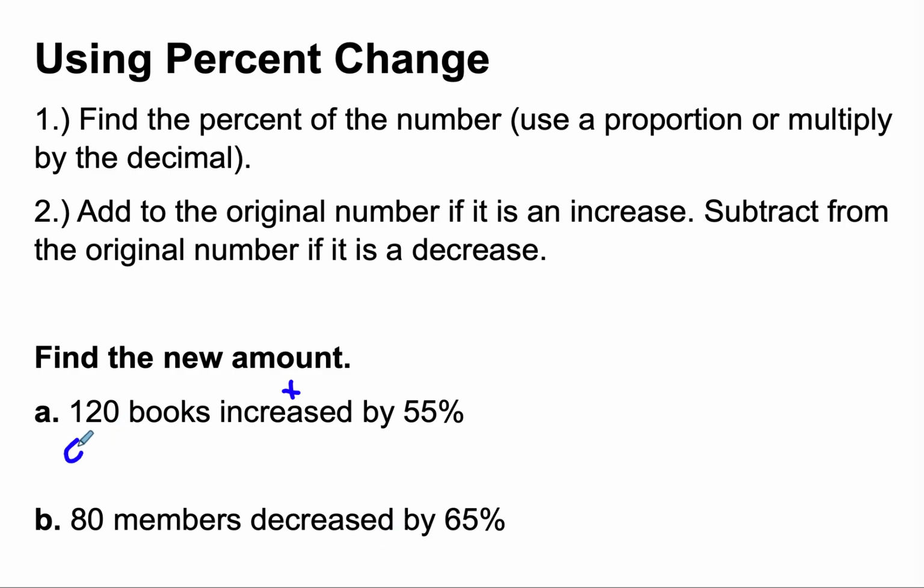So I'm going to start by multiplying by the decimal. 0.55, I took that decimal point, moved it 2 places over, times 120. That will tell me what 55% of 120 is. And that is 66. And it's an increase, so it's 66 more books than the 120. So that means we need to add, and we're going to get 186 books.